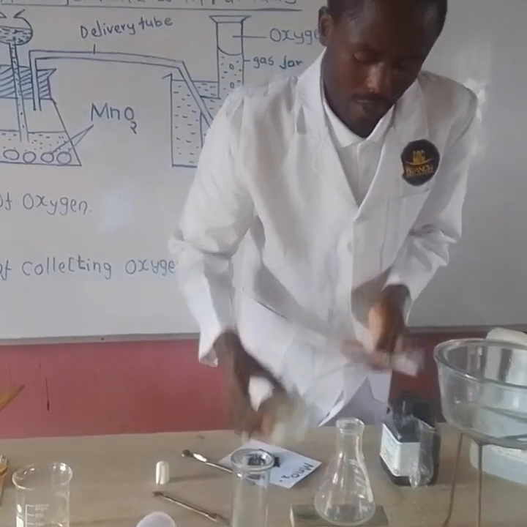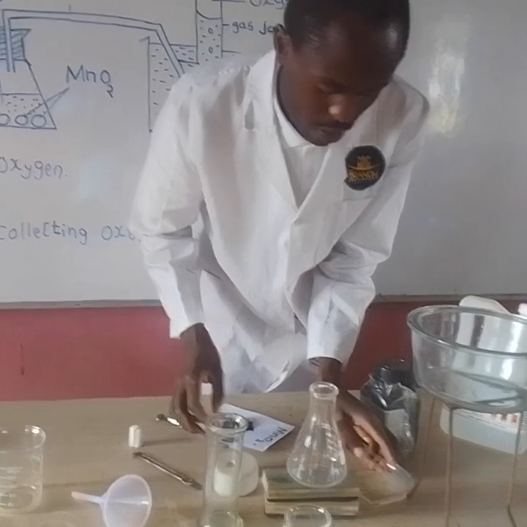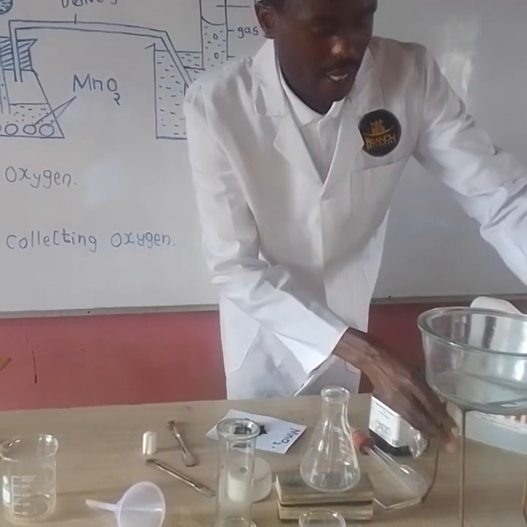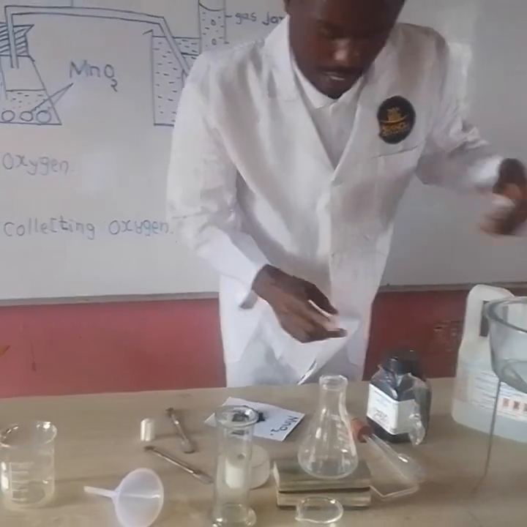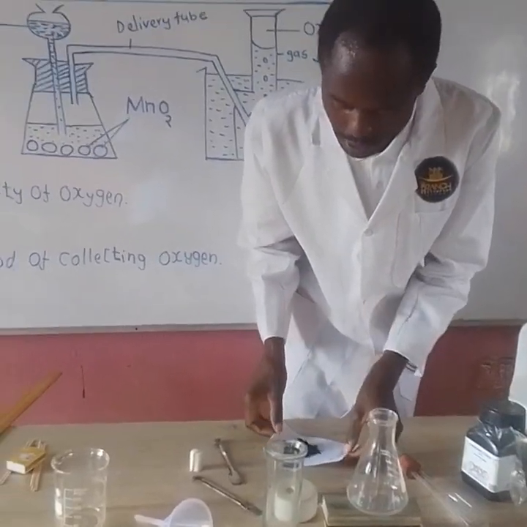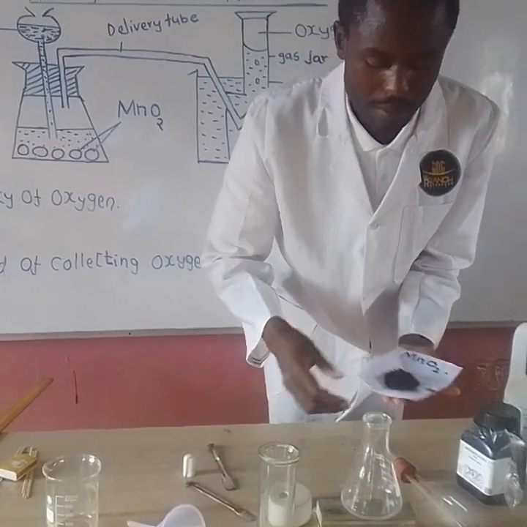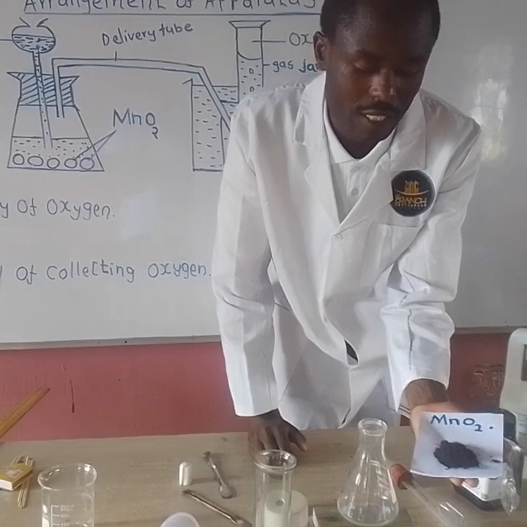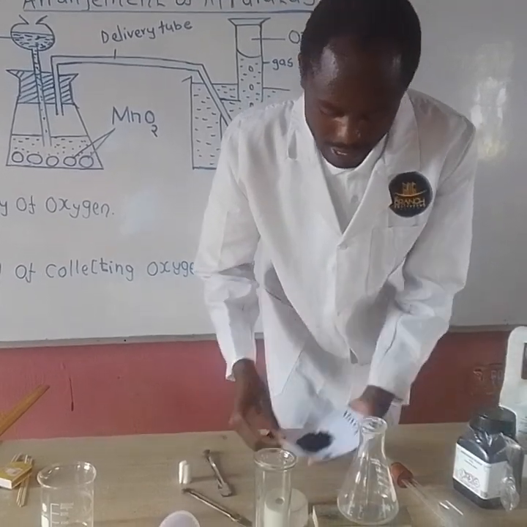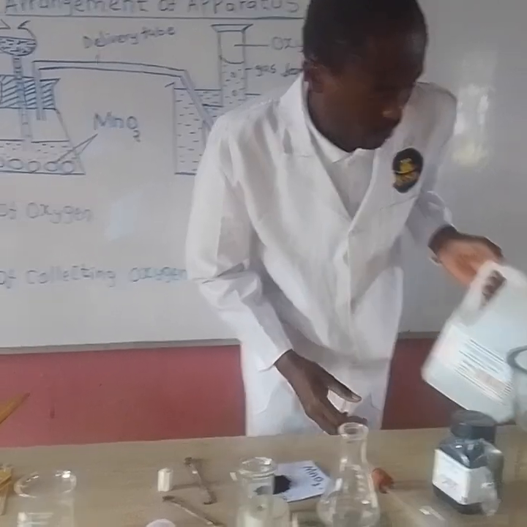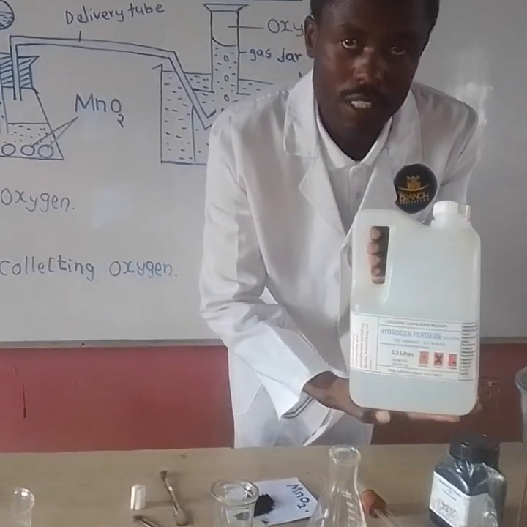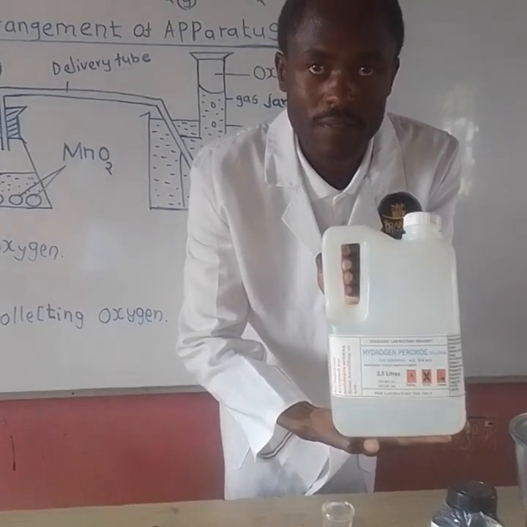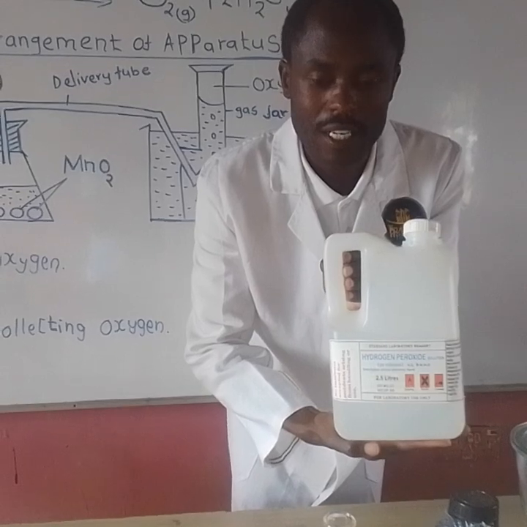So procedure number one, I'm going to arrange the apparatus. But before that, I have to show you the reagents. So this is manganese(IV) oxide. It's a black solid, and it is one of the reagents. That is the catalyst. Then also, this is a liquid we refer to as hydrogen peroxide. Please check and see on the container. This hydrogen peroxide is a colorless liquid.